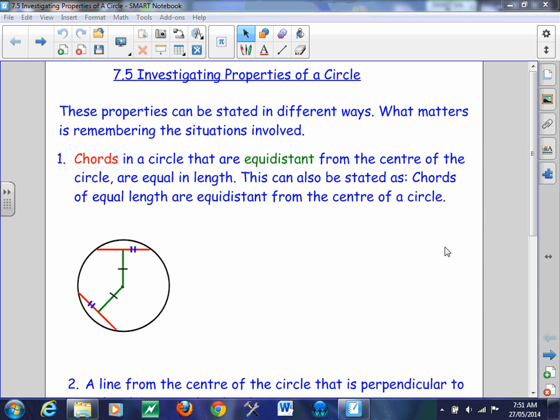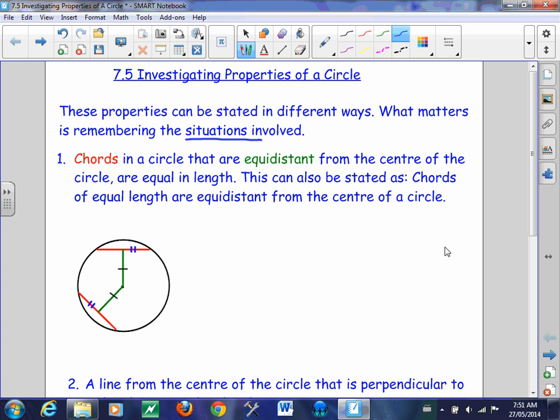I'm going to be specifically dealing with about 8 different properties, and these properties can be stated in different ways. What matters is remembering the situations involved. I'm not really too worried if you can't recreate the situation. However, you may have a word problem where they ask you to create it, but just being able to recognize a mirror image or lines of symmetry, or what perpendicular bisectors do. But let's get started anyway. There are 8 of them. We'll start with the first one here.